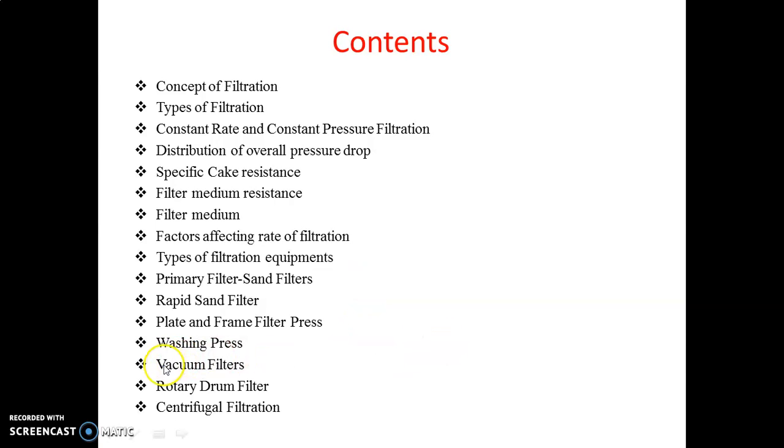In the last lecture we discussed the construction of vacuum filters, and before that we had discussed the working of the washing press. In today's lecture I will discuss the details of vacuum filters, their advantages and disadvantages, and then we will discuss the rotary drum filter.